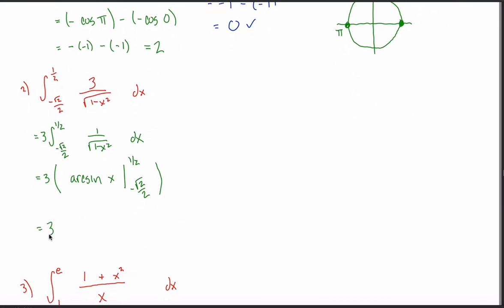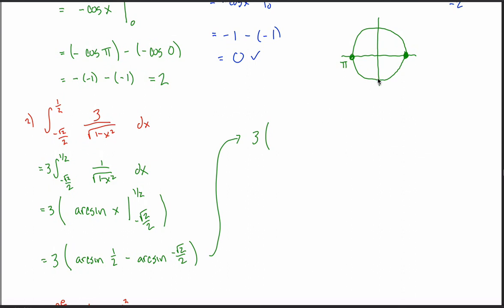At any rate, I have 3 times something. Remember that what this notation inside the parentheses means is change all the x's into 1/2 and then subtract what you get when you change all the x's into negative root 2 over 2. So I got the arcsine of 1/2 minus the arcsine of negative root 2 over 2. How good are you with your arcsines, right? It's probably been a little while. There's no reason you should remember this unless you teach math for a living like I do.